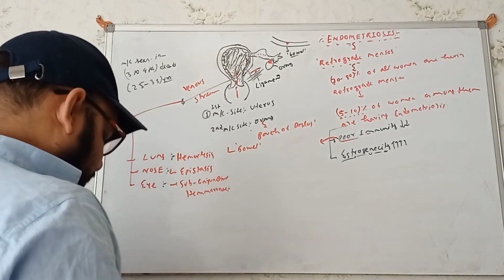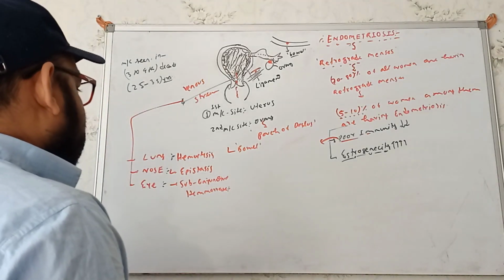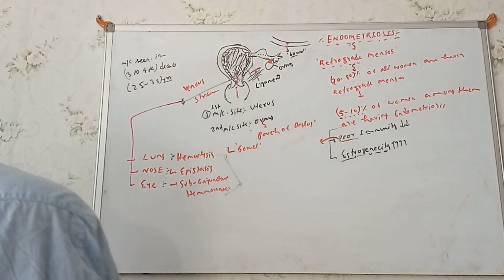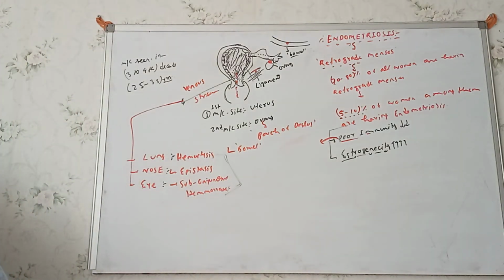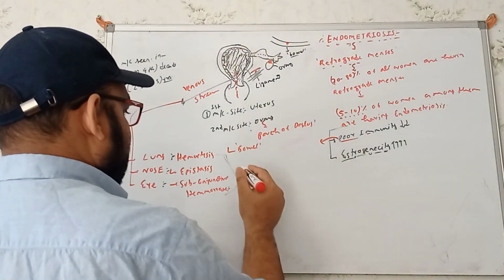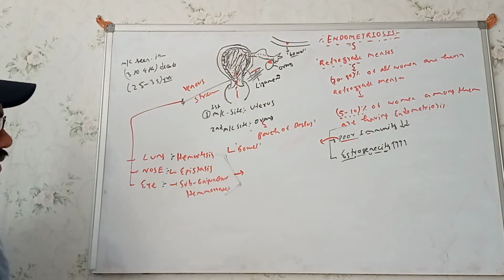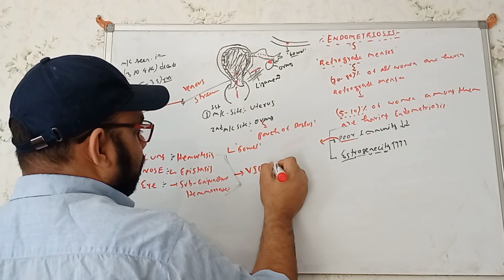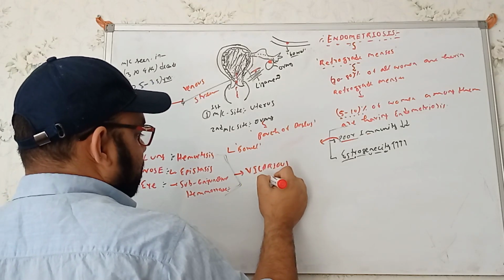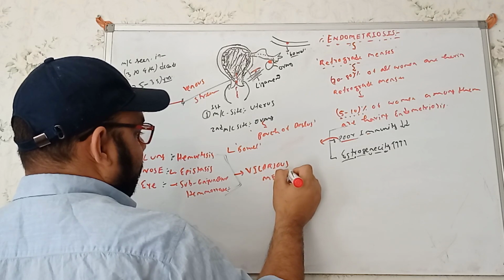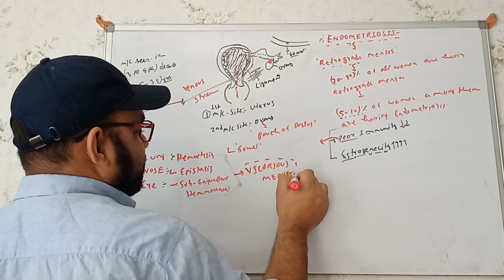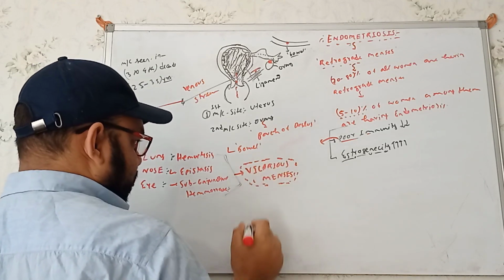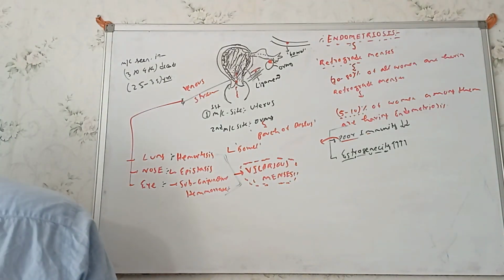Okay, and together these three things are known as vicarious menses. Let me use a different color for it. Okay, let's use this one. So these three things together are known as vicarious menses. It's one of the potential questions that was frequently asked in NEET PG and INICET as well as in the FMGE exam.